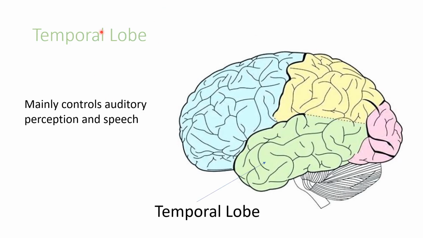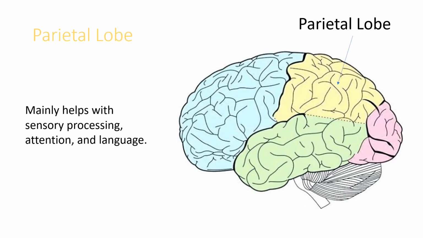Now we have our temporal lobe. It's this green part. It's located on the bottom of these two lobes. The temporal lobe mainly controls auditory perception and speech. And the next lobe is the parietal lobe. It's this yellow thing on top of the temporal lobe. It mainly helps with sensory processing, attention, and language.